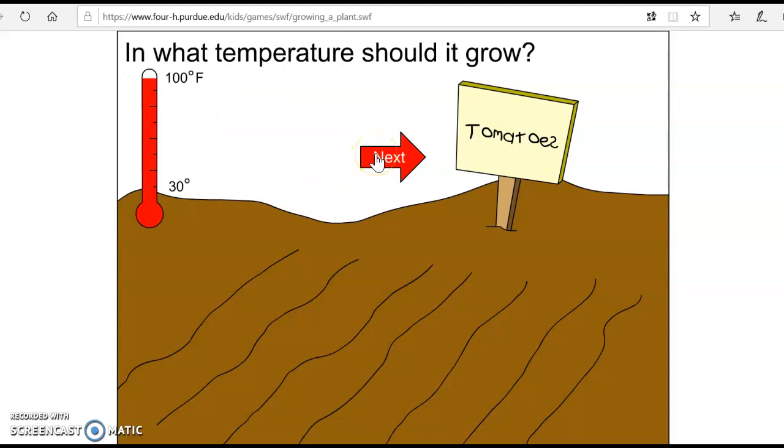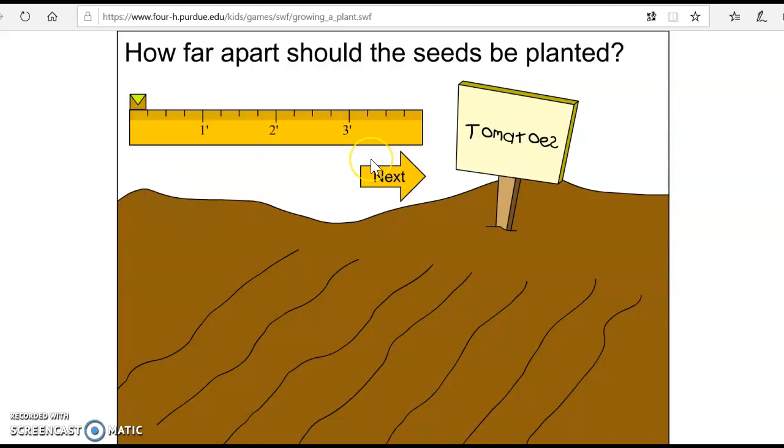And about what temperature should it grow? We're starting at 30 here, so I'm going to count by 10s: 30, 40, 50, 60, 70. And I think anywhere between 60 and 70 degrees might be a good temperature for tomatoes to grow. So I'm going to click right here and I'm going to hit next. And then it asks how far apart should the seeds be planted?